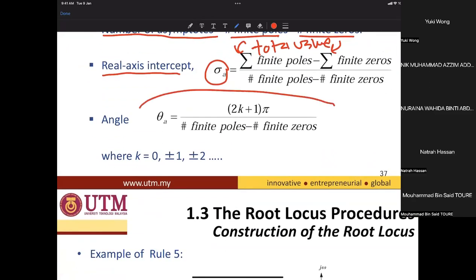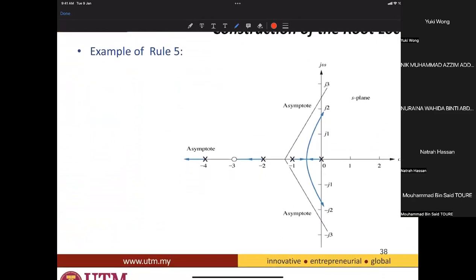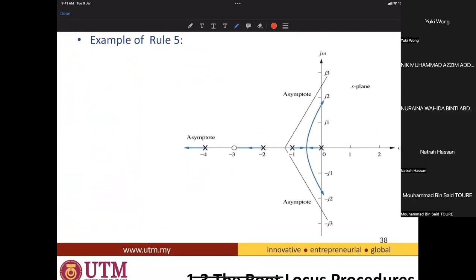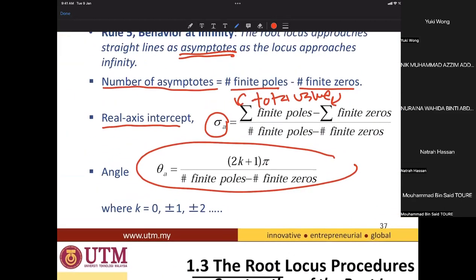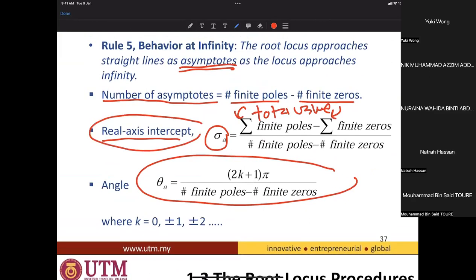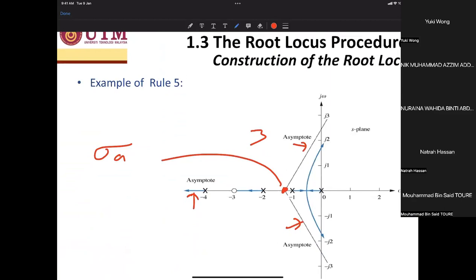And then calculate the angles, theta A, which is 2k plus 1 multiplied by pi, which is 180 degrees, divided by the number of poles minus the number of zeros. When we calculate that, we have the asymptote lines. We have 3 asymptote lines, this one and this one, where the sigma A is over there, the real axis intercept, which is sigma A.